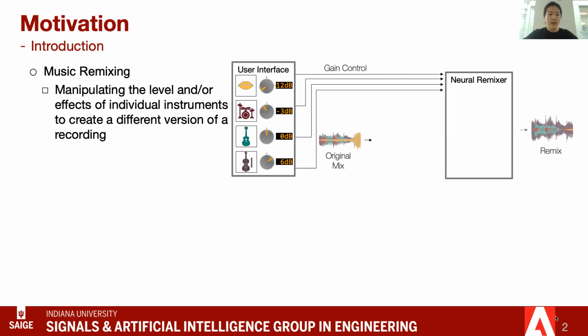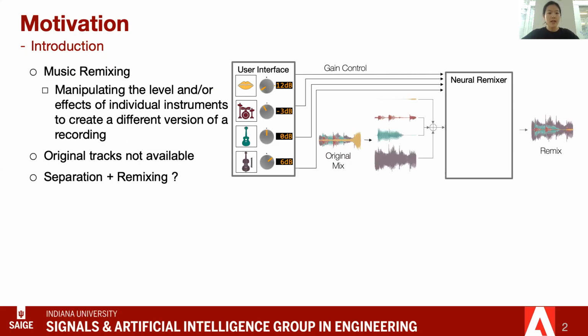However, the task is not as straightforward as it appears. The very basic ingredients for remixing are the original stem tracks for each instrument, which are not always available. Therefore, a traditional method is to first use a powerful source separation model to separate the tracks and then apply the desired remixing weights to the separated result. However, the separation can never be perfect.